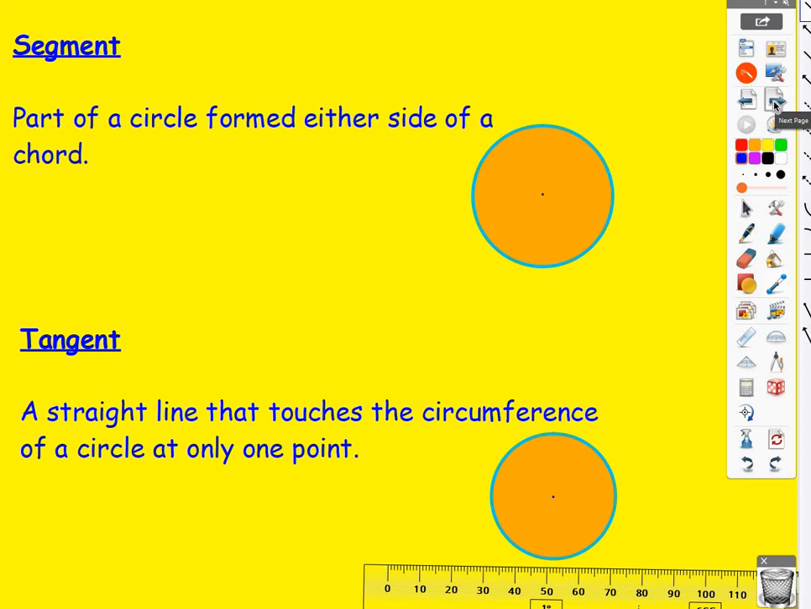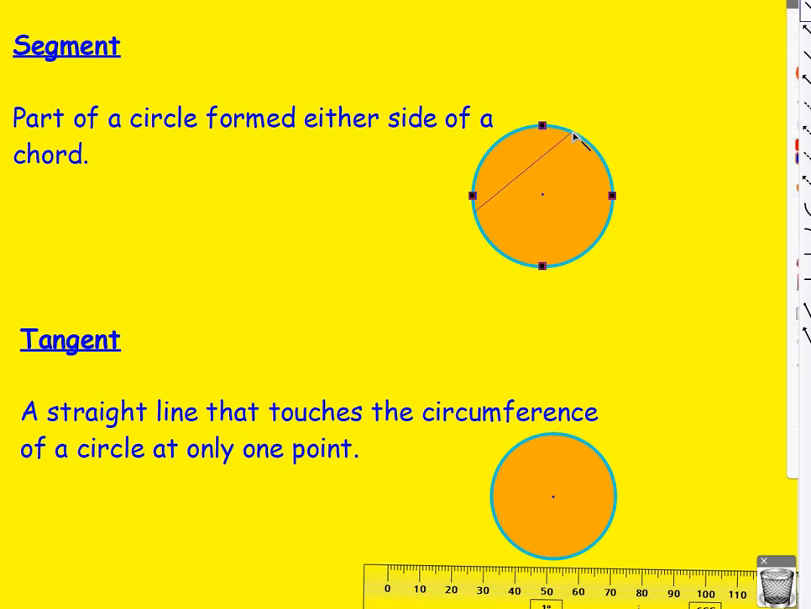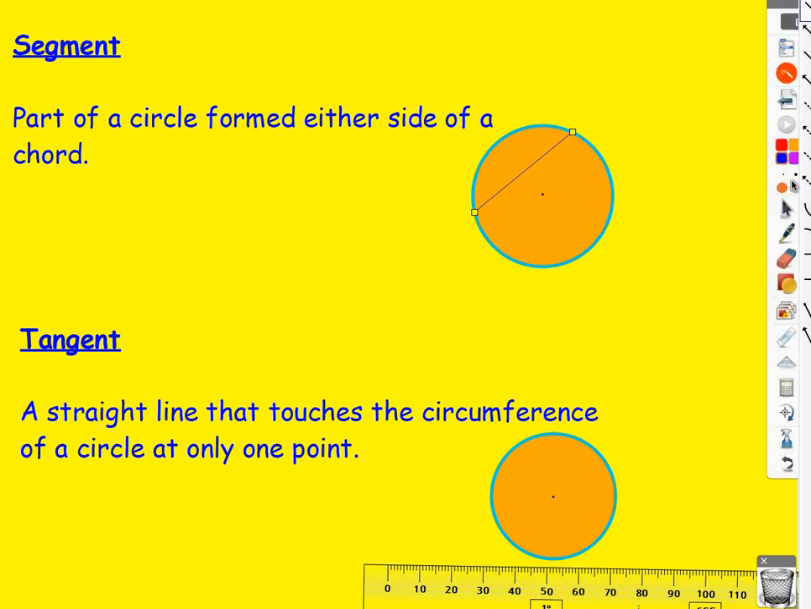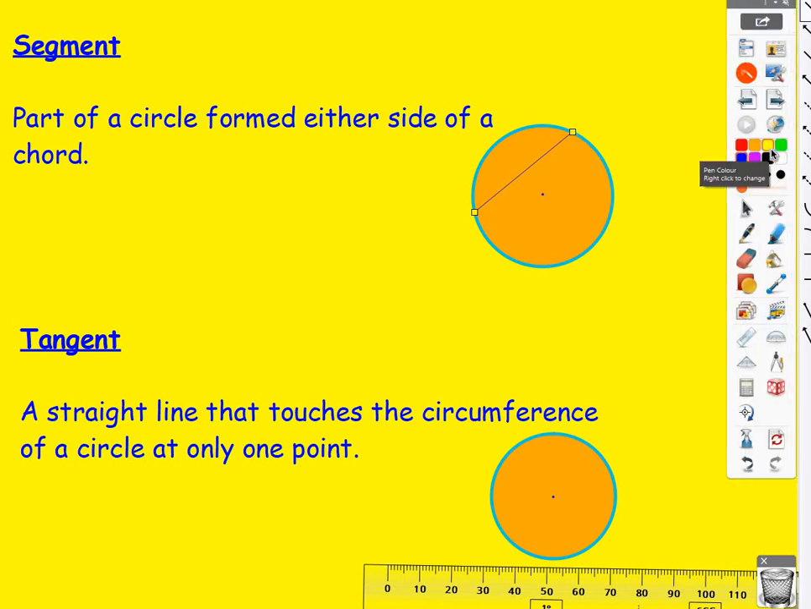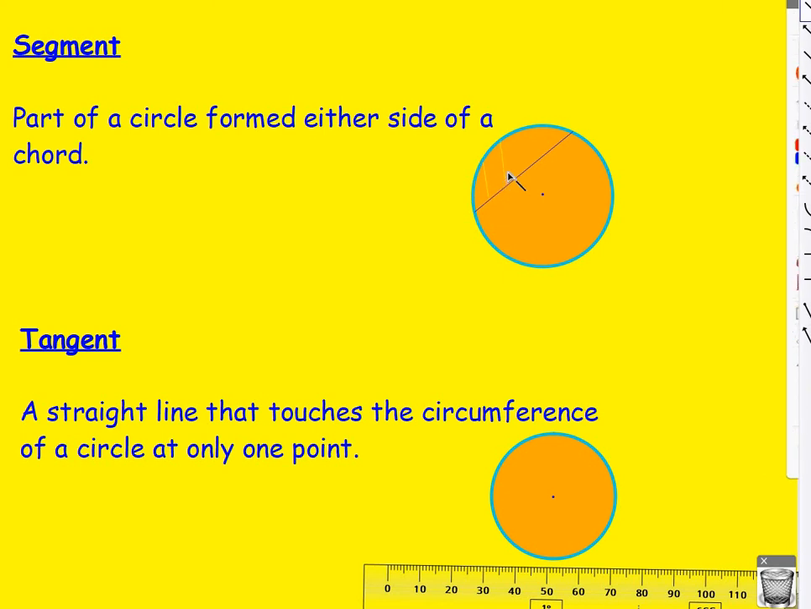And the last labellings we'll have a little look at then, first of all, is a segment. So a segment is part of a circle formed either side of a chord. We just talked about a chord. It's a line that joins one part of the circumference to the other. So I'll draw another chord here on this diagram. And it's the parts either side of the chord which we refer to as the segment. So if I can just label this part here with my lines, if I shade this in here.